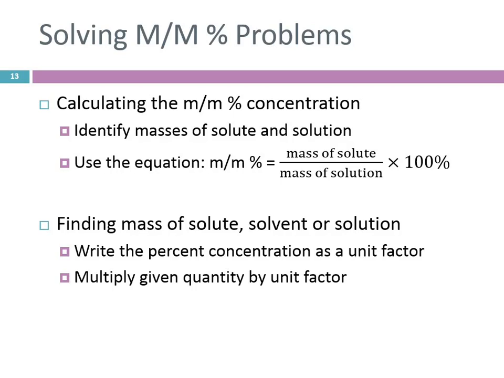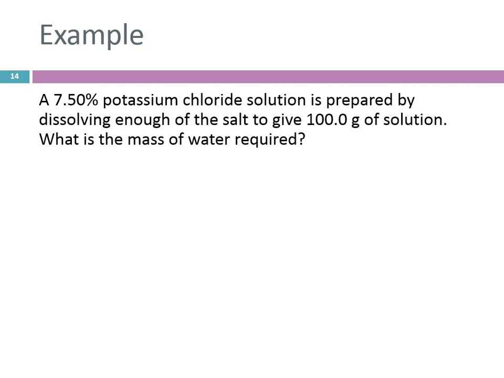The other type of problem is where we're looking for the mass of the solute, the solvent, or the solution, and they give you the percent concentration. Then what we're going to do is use the percent concentration as a unit factor and do unit analysis to figure out the quantity that we need. And these are the sorts of problems that you could encounter in a hospital lab, or a nurse might even need to do something like this.